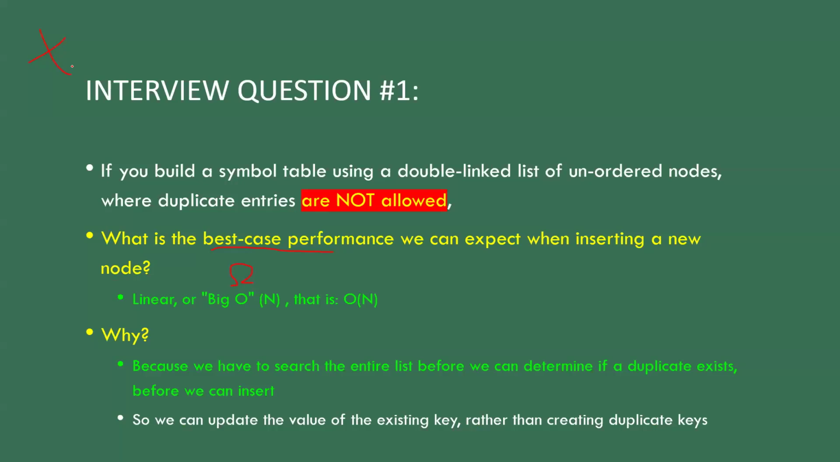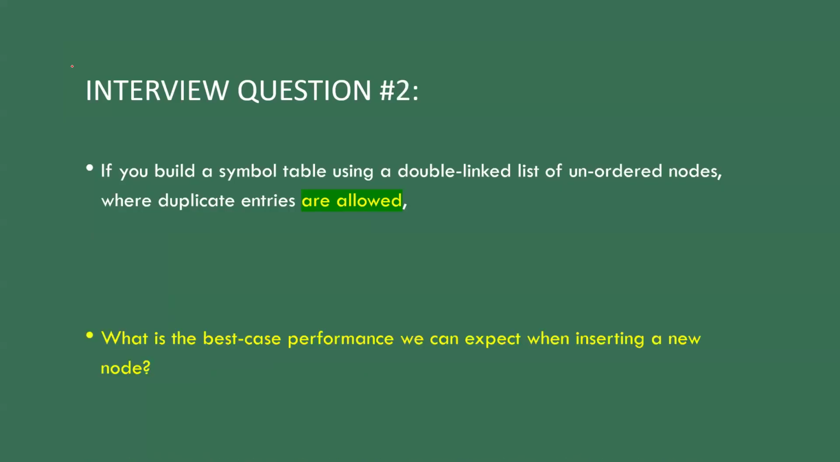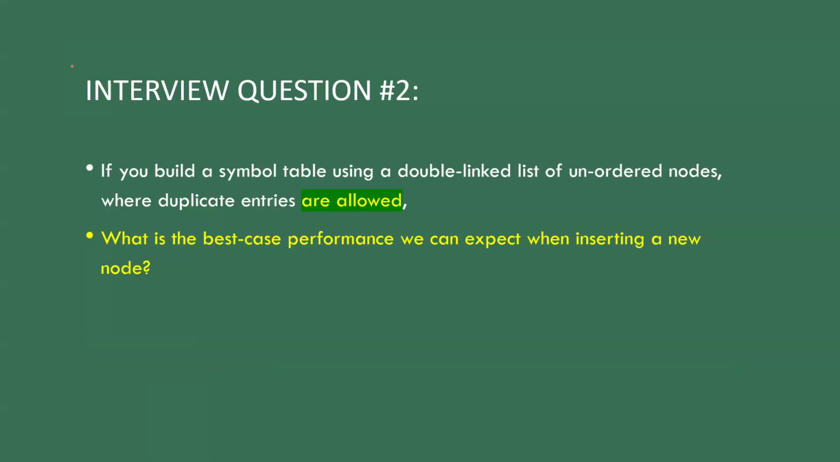So that is kind of one question. Another one might be, if you build a symbol table where duplicate entries are allowed, what is the best case performance we can expect when inserting a new node? In that case, we're just going to insert at the head. We don't need to go searching. We're going to end up with a duplicate key, so two entries with the same key but different values. So that is also going to be a big omega. Big omega is what we say when we talk about best case.